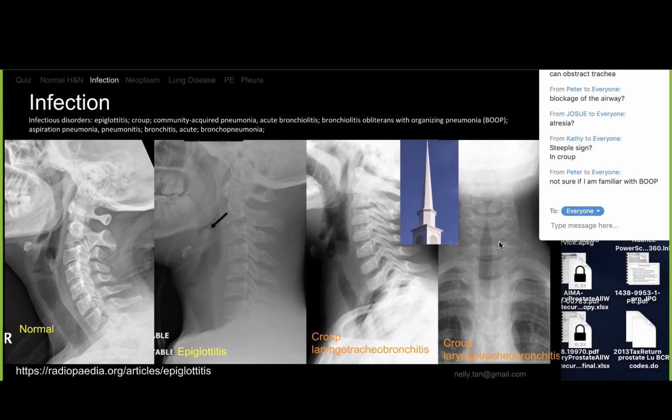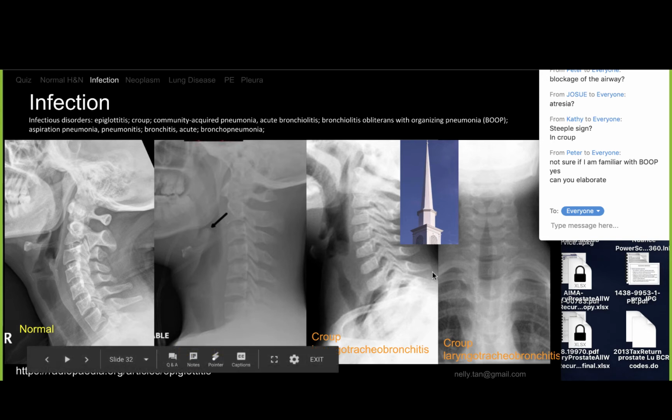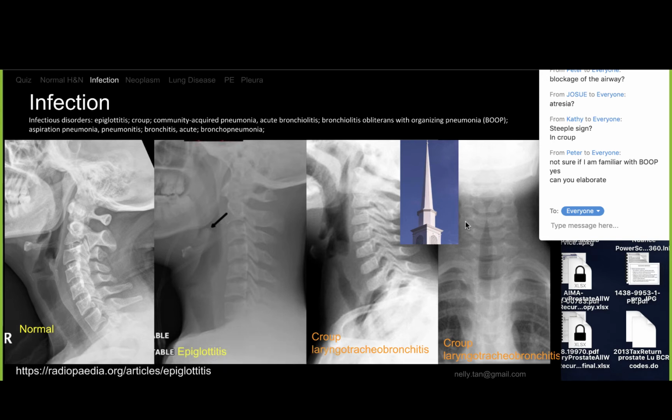Not sure if I'm familiar with BOOP. Can you be more descriptive? Like bronchiolitis obliterans, is that what you're talking about? Bronchiolitis obliterans actually involves the airways in the lungs, not so much the upper airways, which is what we're discussing here. Did you have a specific question that you wanted me to elaborate on?